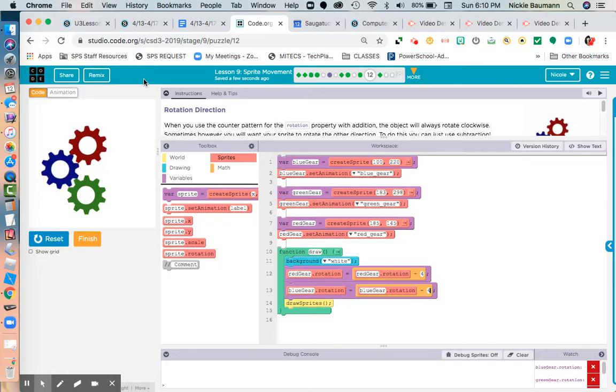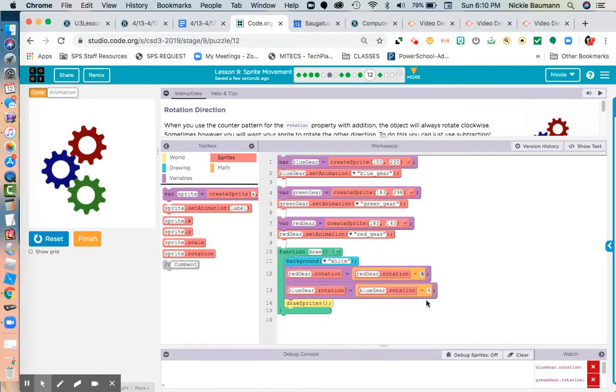Okay. And that looks good. I think we're set. And I like how they're moving. Now, obviously, if you wanted to go slower, you could change the numbers instead of 4. You could say 2. But that's completely up to you.